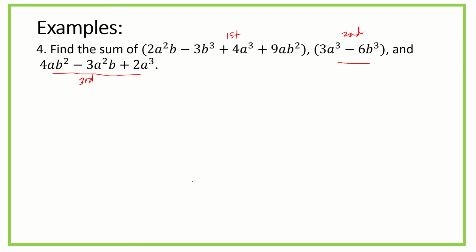So, since the operation is just sum or add, I can do them simultaneously. So meaning no need to add two polynomials at a time because the operation is just plus. I just have to make sure that the terms, which are like terms, should be aligned correctly. So let's begin.